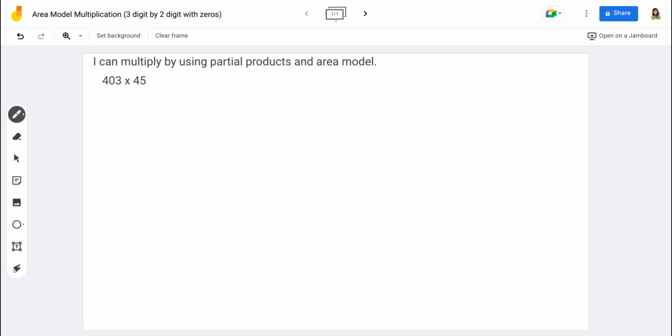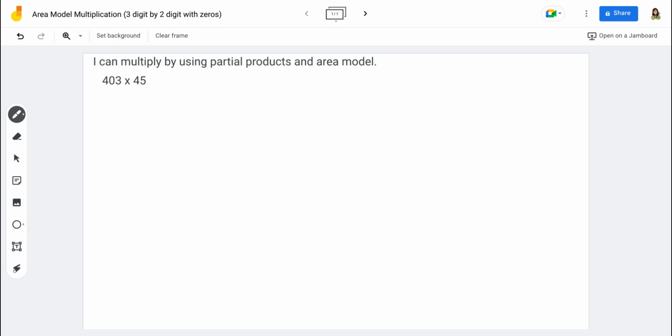All right, this is a video to help you with area model multiplication. We're going to be using a 3-digit by 2-digit number, and you'll see that this one includes a 0. Our objective says I can multiply by using partial products and area model. So that's what we're going to be using today.